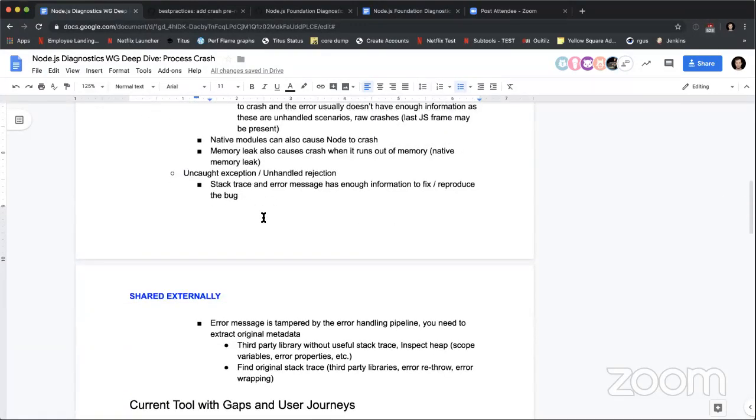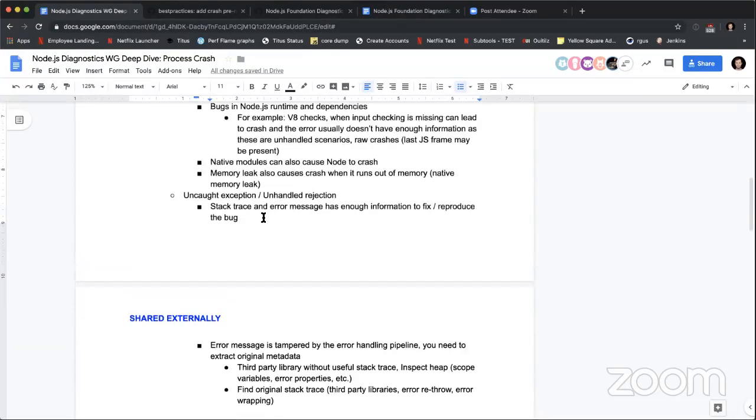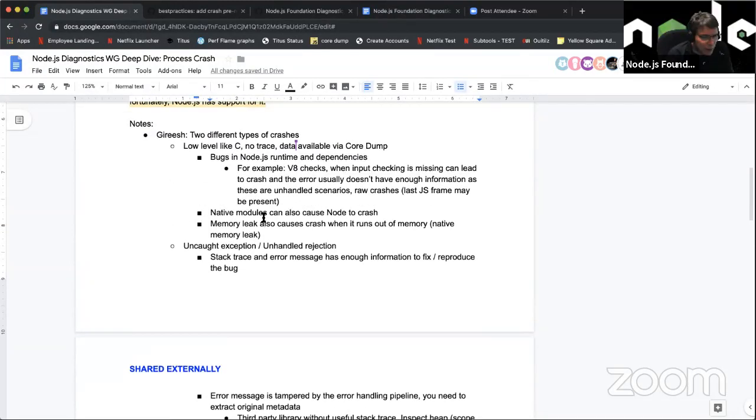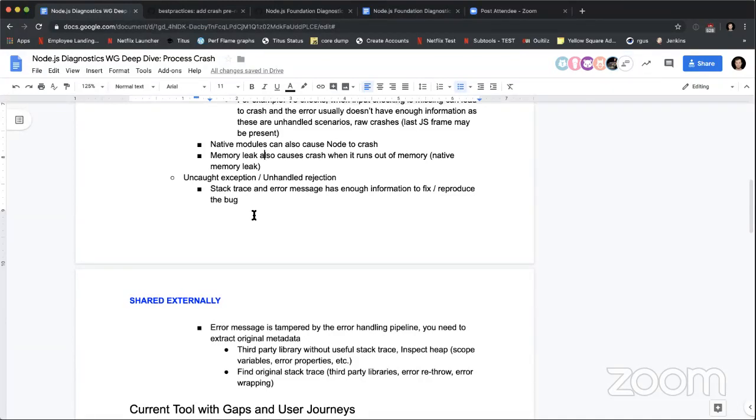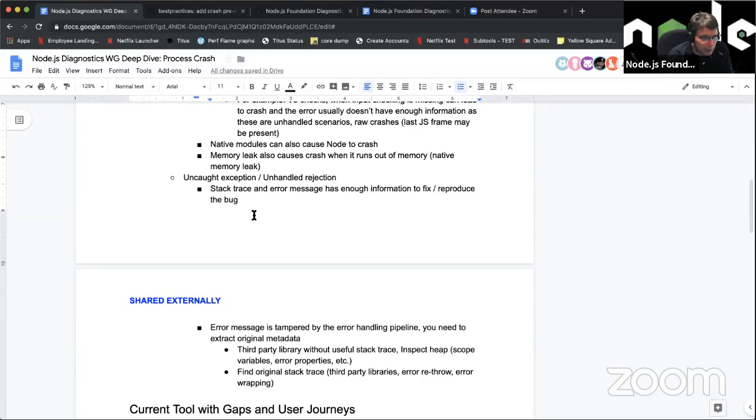I don't have anything else in my mind at the moment. Have you ever run into cases where bugs in the code cause you to exit? I guess those are more unhandled exceptions or rejections. Yeah, so at Netflix, we have many of them because our philosophy is that we crash the process instead of keeping it in an inconsistent state. Right.